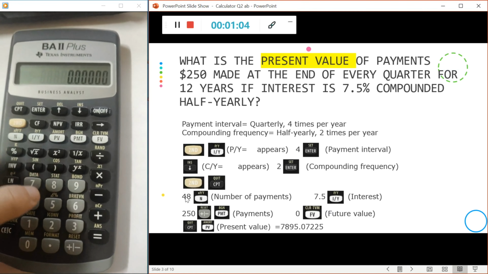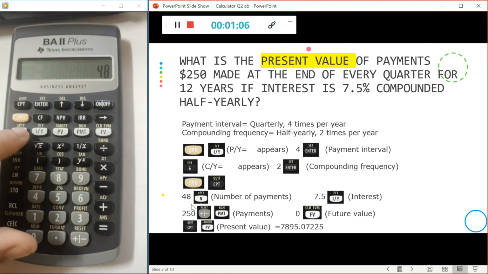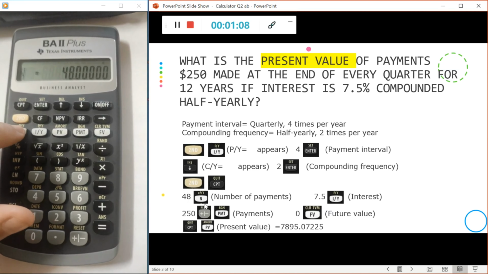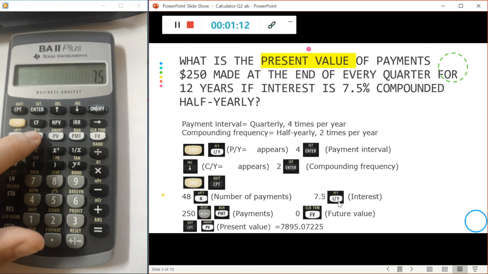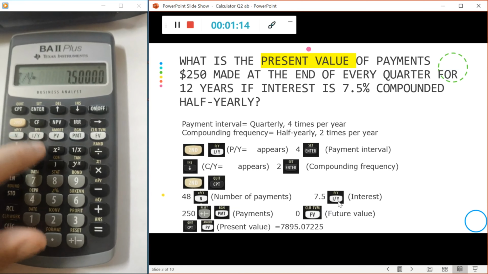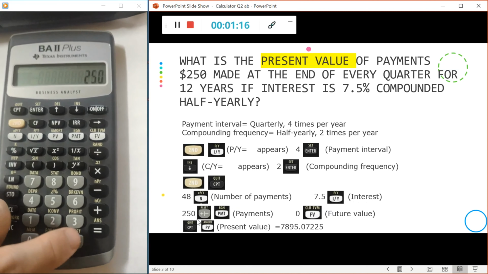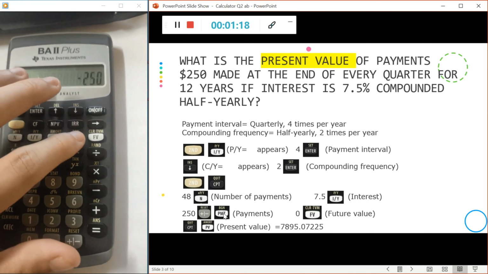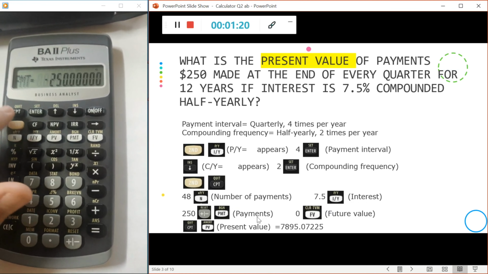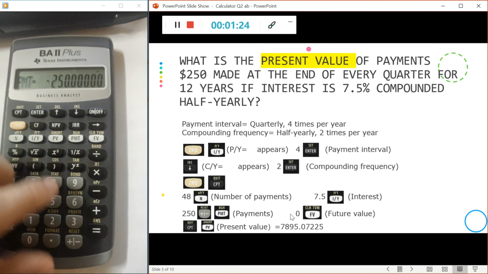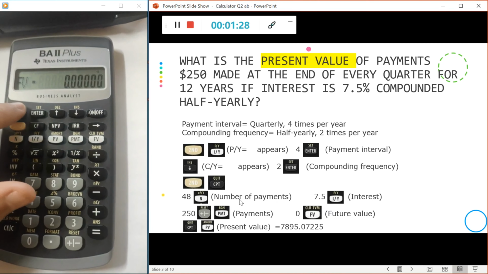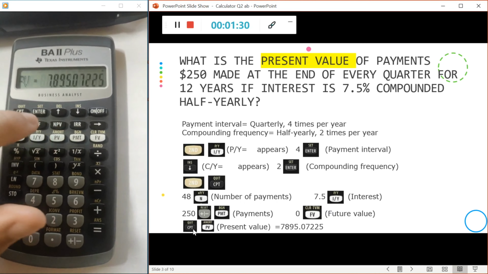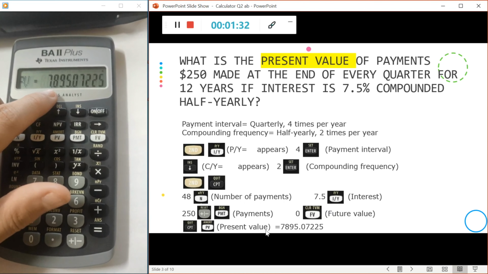Okay, so 48, and this is the number of payments, and 7.5 to key in the interest. Okay, negative 250 to key in the payment. Okay, since the future value is not given, we assume that it is 0 FV. So we press CPT PV to compute PV. Okay, we get our PV.